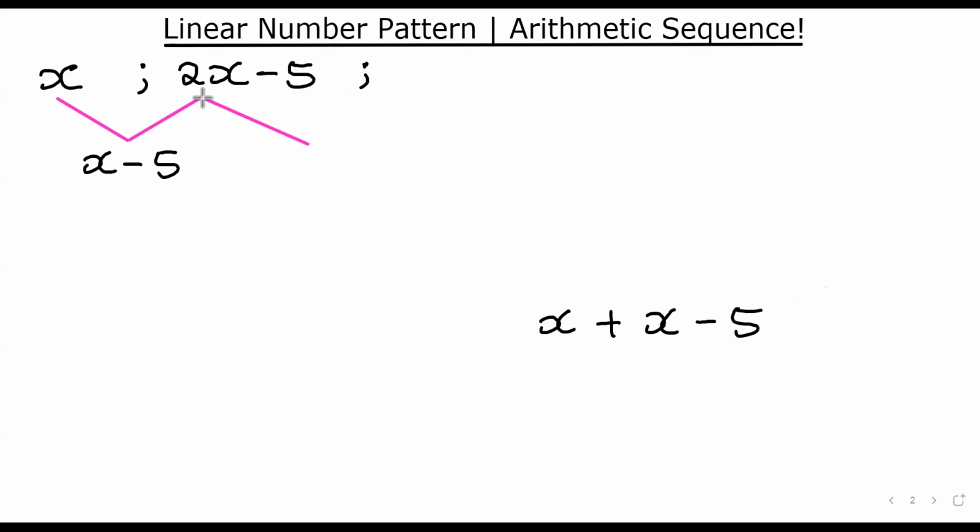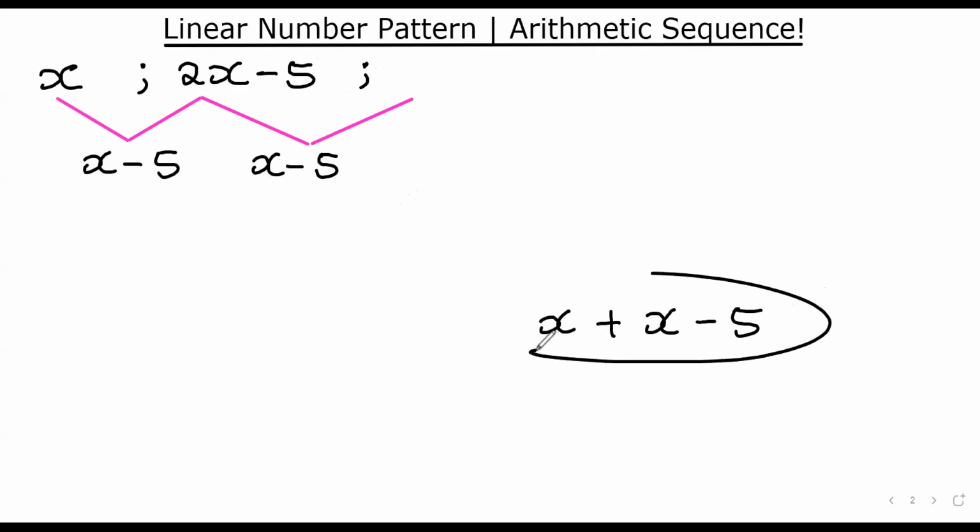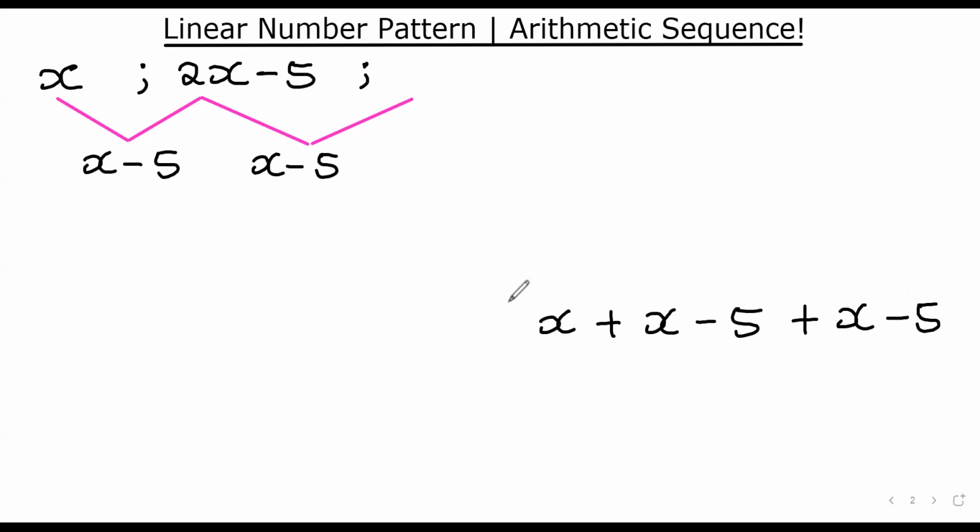Then now we come and say, how then do I get term number 3? Well, in exactly the same way. The constant difference is still x minus 5. So it means I go to this 2x minus 5 and I add the constant difference. And so I simply get 3x minus 10. Of course, this sequence goes on, but I'm actually interested in the first 3 terms, all right?